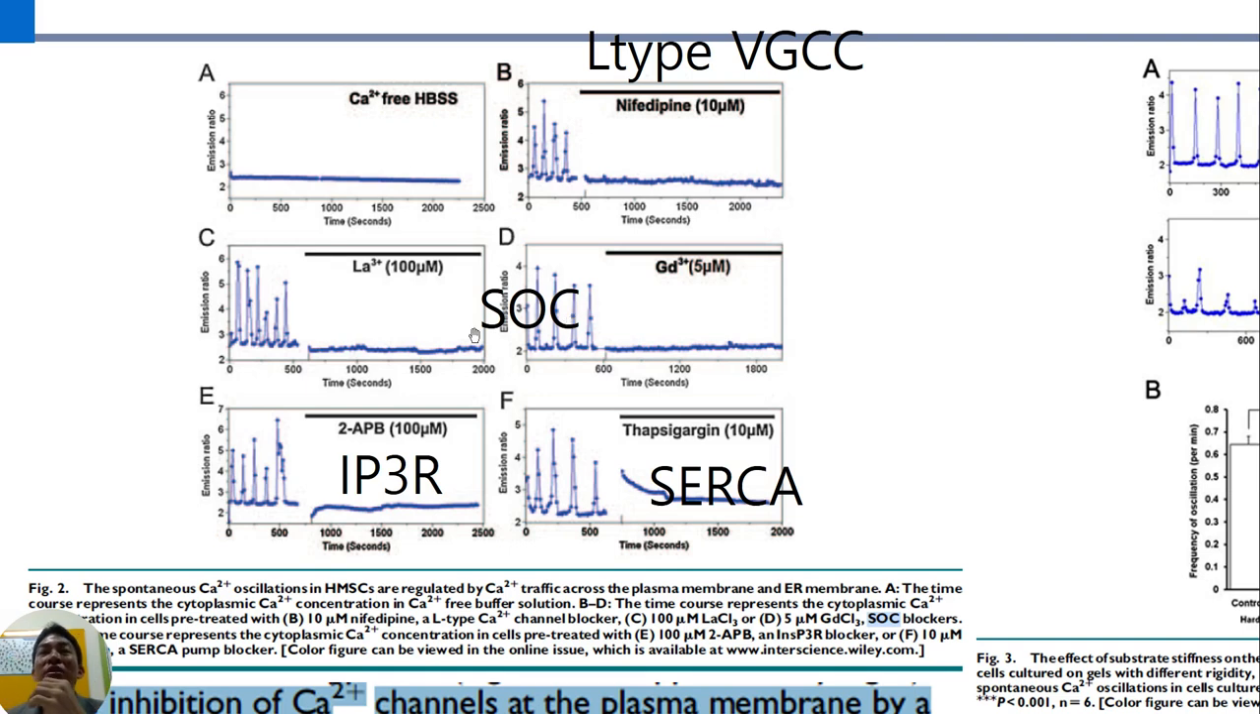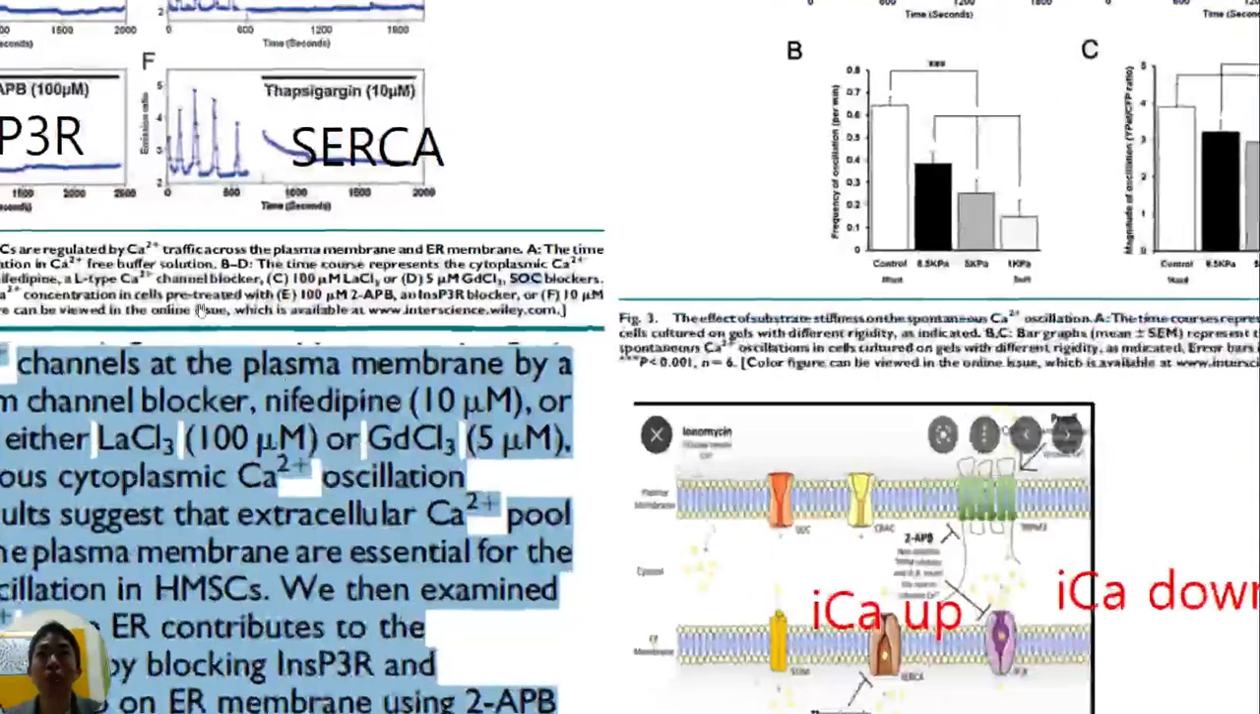So when they block this SOC or stretch-activated calcium channel, like PIEZO1 and 2 or ORAI1 and 2, they also lose the calcium oscillation. Oh, interesting. Not only the voltage-gated channel, but also the store-operated calcium channel or PIEZO1 and 2 calcium channel, this oscillation is gone. Interesting. And then they also tried 2-APB. This is an inhibitor of the IP3 receptor, which is located in the ER nuclear membrane, right? And then also they are gone.